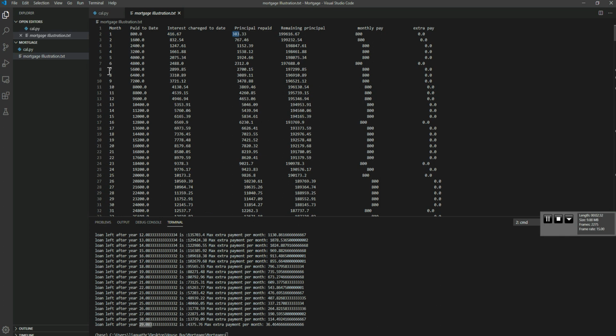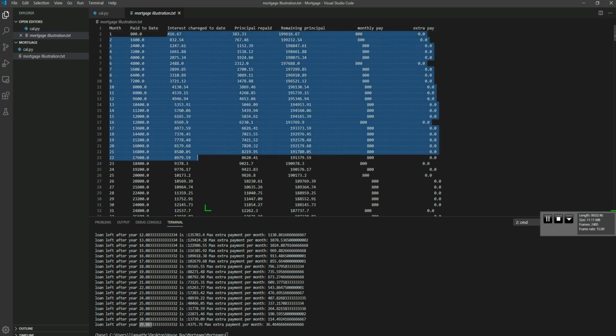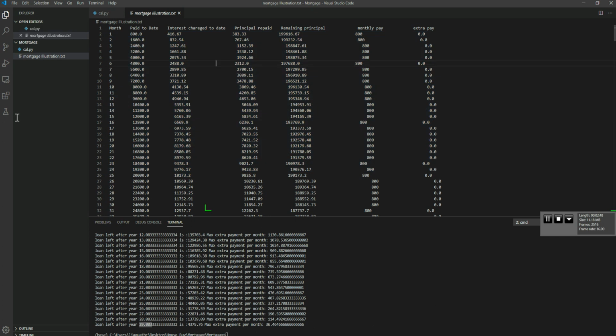So as you can see, we took 200,000, but after a month, even when you pay 800, it is still kind of 199,599.61. So a lot of the money is going into the interest. And as you can see, in the beginning, for some of the years we are actually just paying the interest. We are not touching the principal too much.